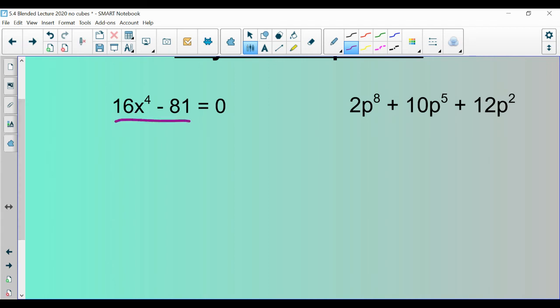With this first problem, what I would want you to notice is that this is a perfect square, subtract a perfect square. What do you square to get the first one? It would be 4x squared, and you square 9 to get 81. And the pattern here says to add these and subtract them in parentheses, and that would be a factorization of it. That would be you factoring it.